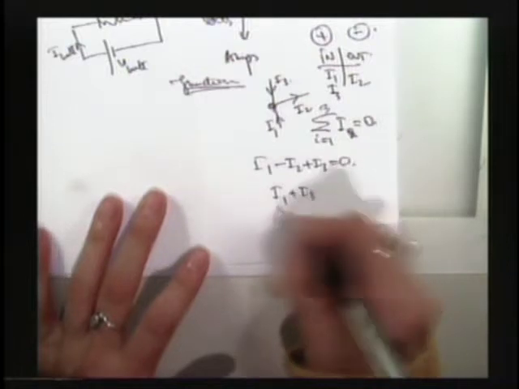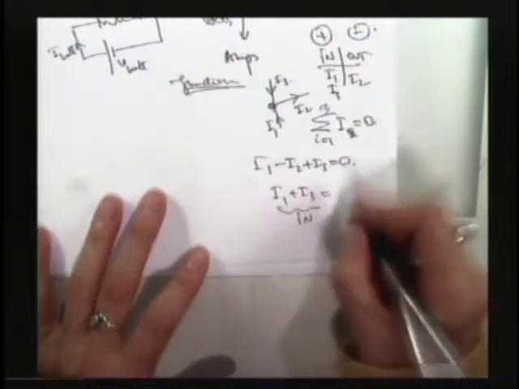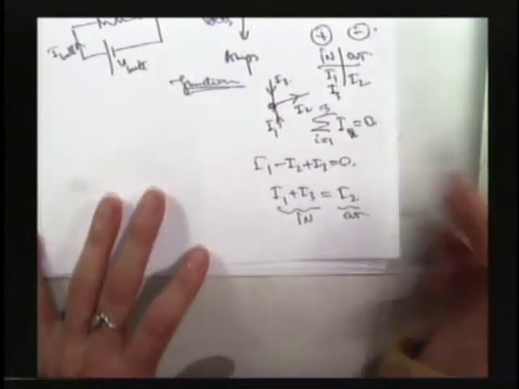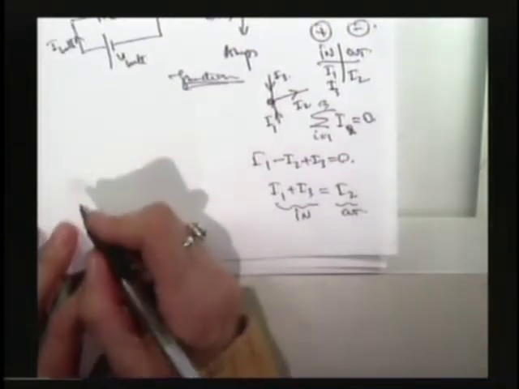Or in other words, what you told me, I1 plus I3, which are coming in, is the same as what is going out. Is this right? Very good. What about the loop rule?